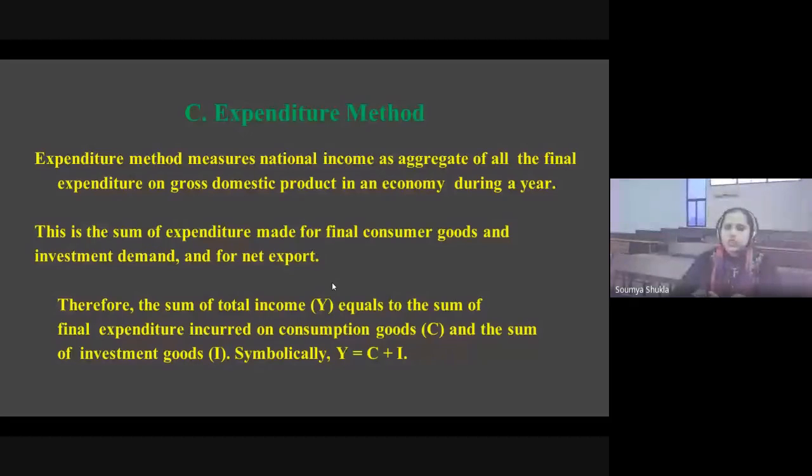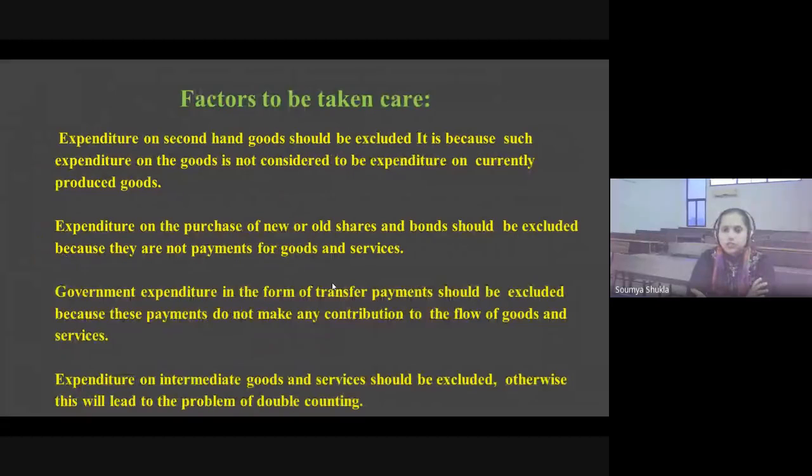There are various factors which must be taken care of during the expenditure. Expenditure on second hand goods should be excluded because such expenditure is not considered to be expenditure on currently produced goods. Expenditure on the purchase of new or old shares or bonds should be excluded. Why? Because there are no payments for goods and services. Government expenditure in the form of transfer payments should be excluded because these payments do not make any contribution to the flow of goods or services.